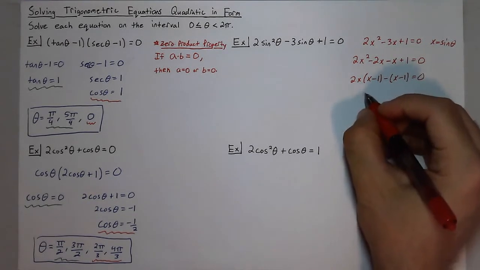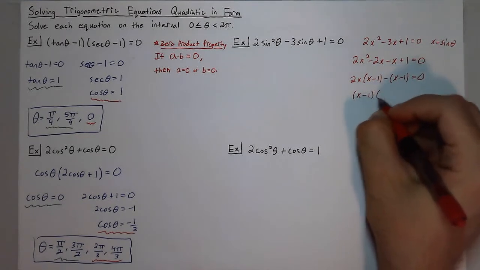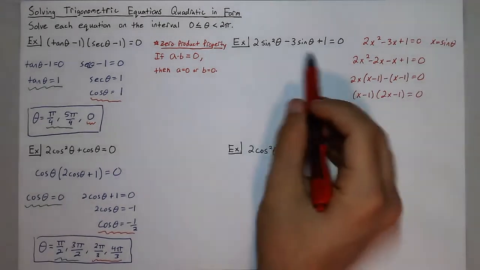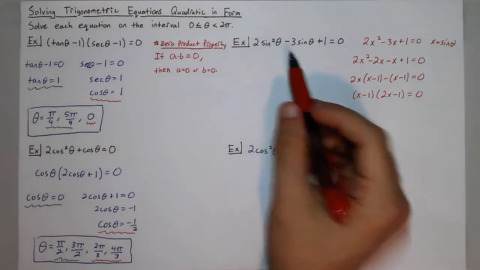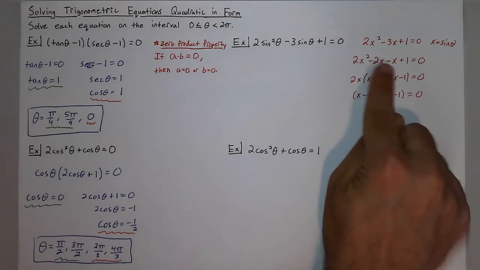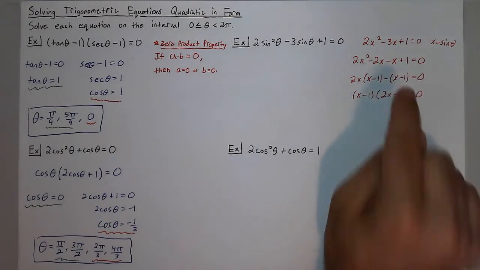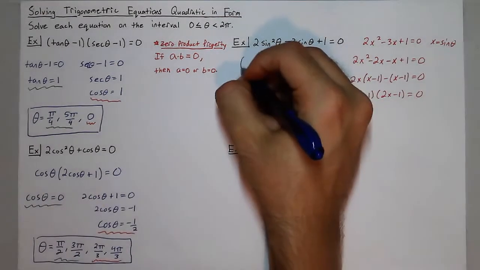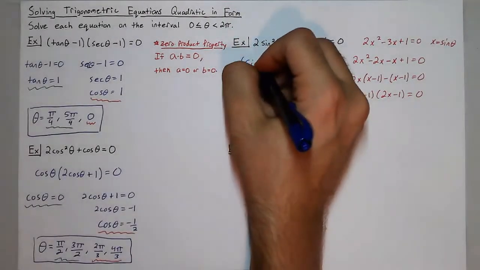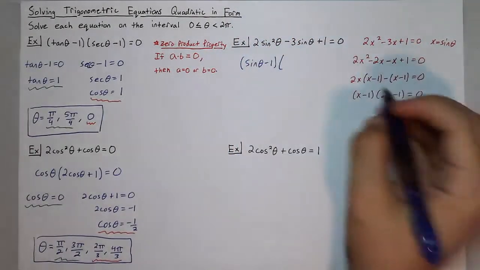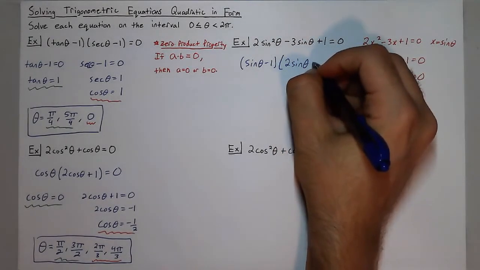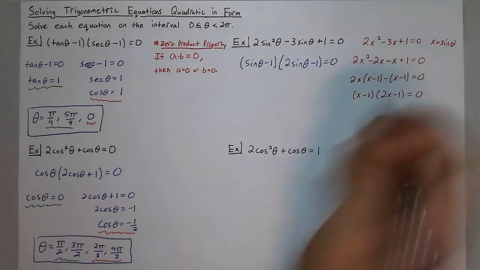Leave me with the factors x minus 1 times 2x minus 1, which is how this equation will factor as well. And you can follow all the same steps, just switching out all the x's for sine of thetas. But in my case, I'm just going to rewrite this as sine of theta minus 1 times 2 sine of theta minus 1. And then I'll continue to solve.